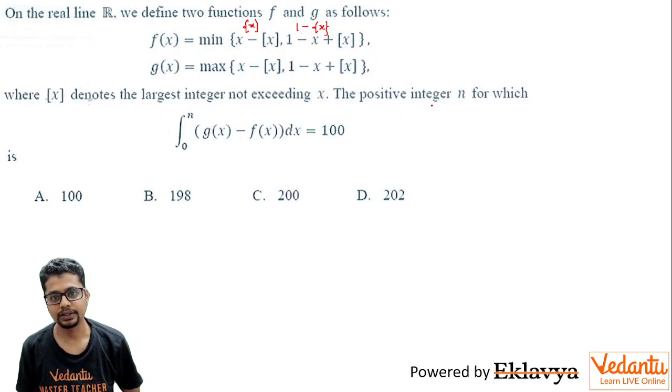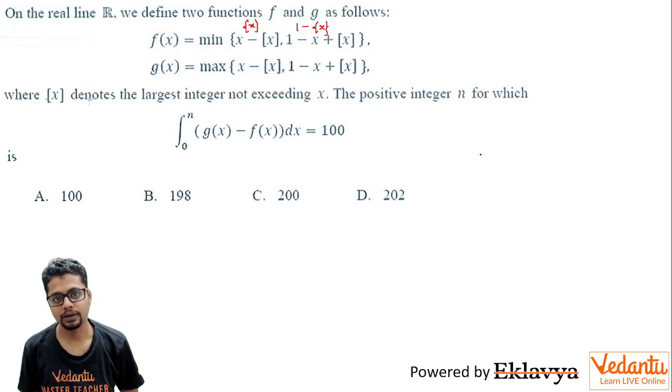The positive integer n, for which the integral from 0 to n of g(x) minus f(x) times g(x) minus f(x), integrated from 0 to n with respect to x, is equal to 100 is. So we have to find the positive integer n for which this holds.